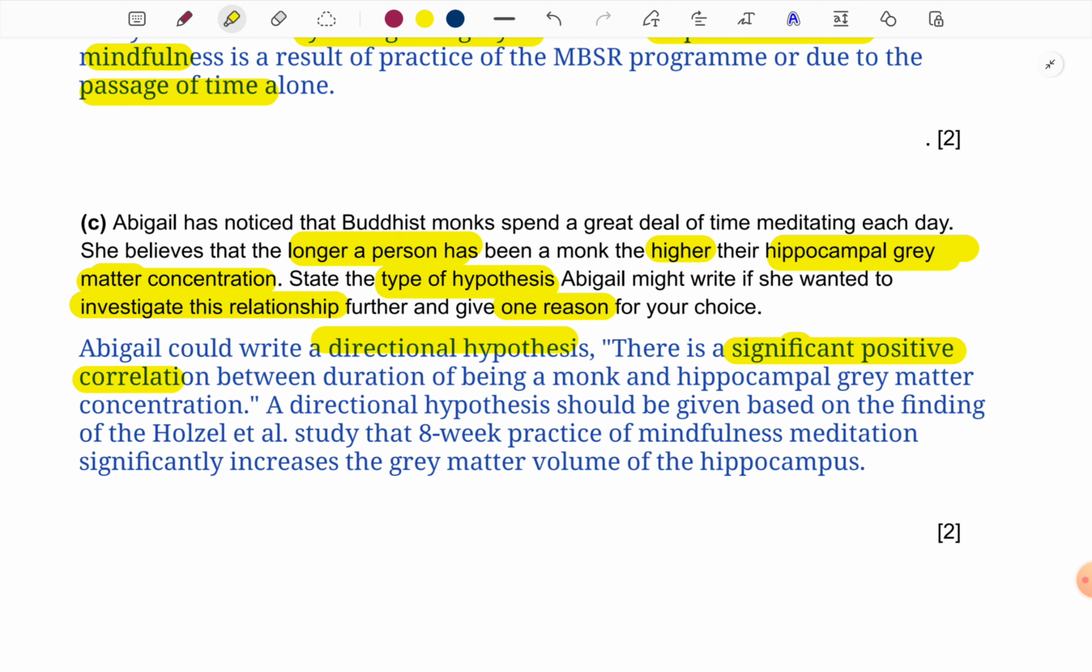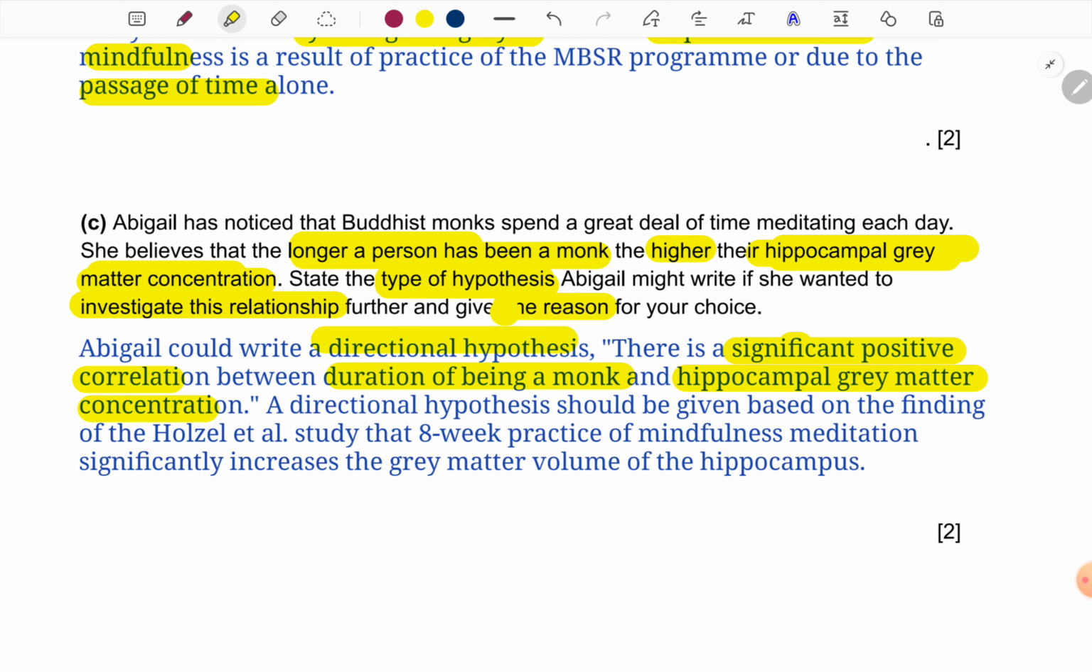So one is the duration of being a monk, that is one variable, because they've said the longer a person has been a monk. So that translates to duration of being a monk. And hippocampal grey matter concentration. This is the second variable, so we have to write this.